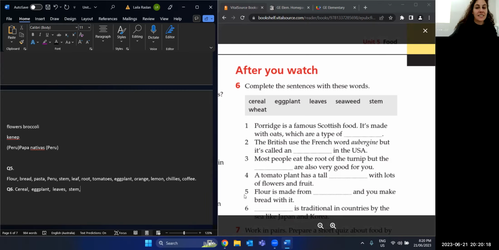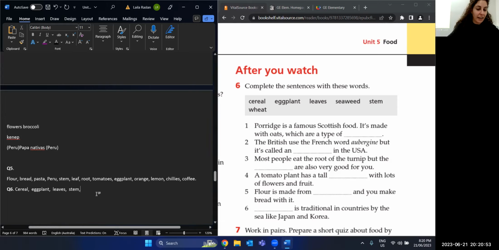5, Andes. Number 5. Do you want to try to read? Flour. You can repeat if you want. Flour is made from wheat. Yep. And you make bread with it. Yeah. So number 5, wheat. 6, Mariana.